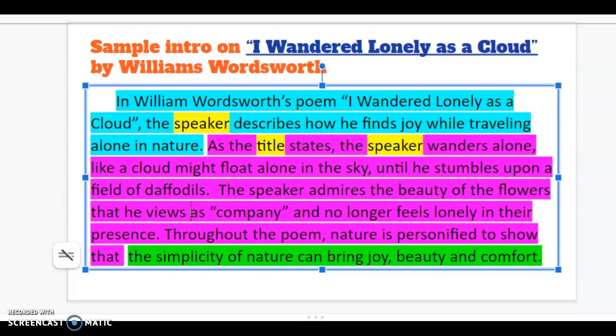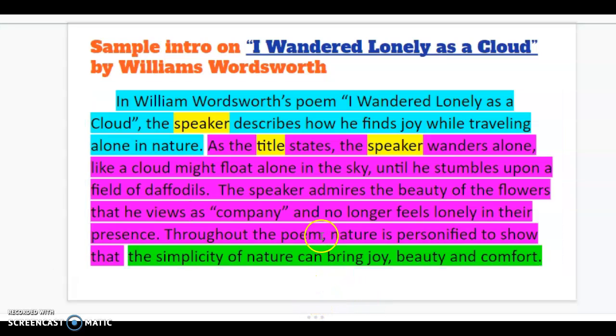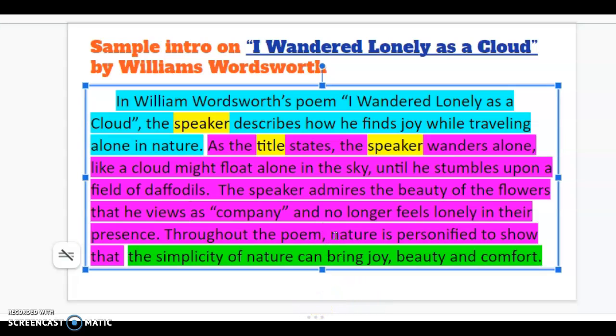And then you see I have in green my central idea statement, but it's not the full sentence because I had to transition to my central idea statement. So I said, throughout the poem, nature is personified to show that the simplicity of nature can bring joy, beauty, and comfort. And since in your essay you're going to be writing about literary elements, I mentioned the specific literary element that I'm focusing on. Now you might talk about 1, you might talk about 2, you might even talk about 3 different literary elements. So you might include that information or you might not.